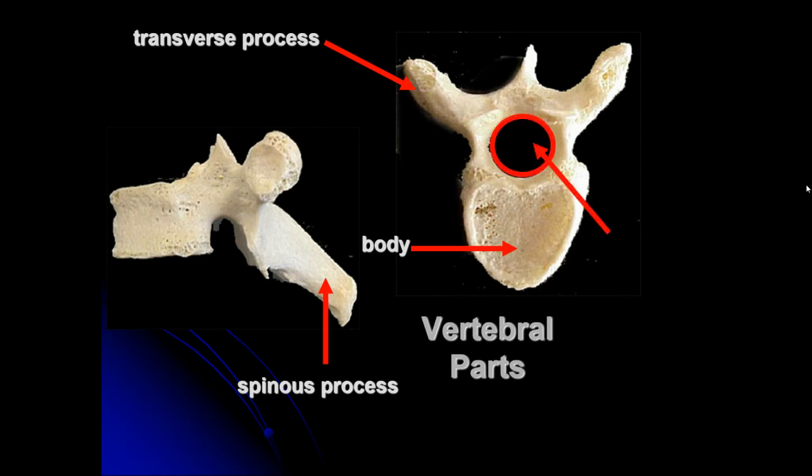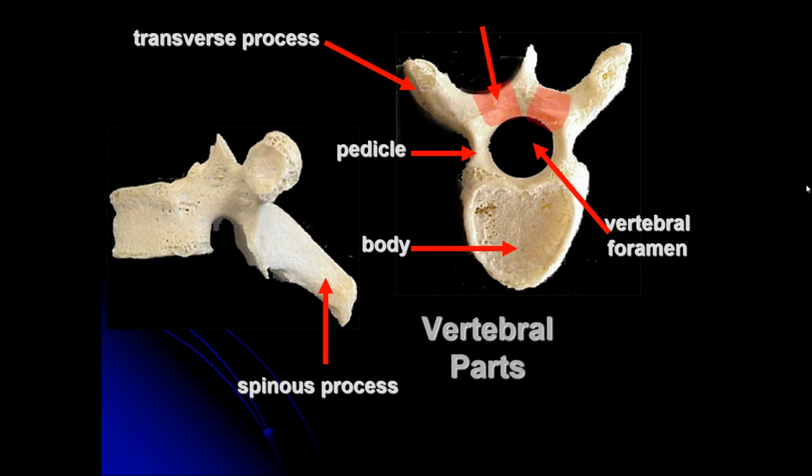There's also a hole in the center of every vertebra that the spinal cord goes through. This is called the vertebral foramen. Remember, foramen is the word for hole in a bone. If you look on either side of the foramen, what you're going to see are the things that are attached to the body, and these are the only things that are attached to the body. They're called pedicles. Pedicle means foot or leg, so they're like legs sticking out.